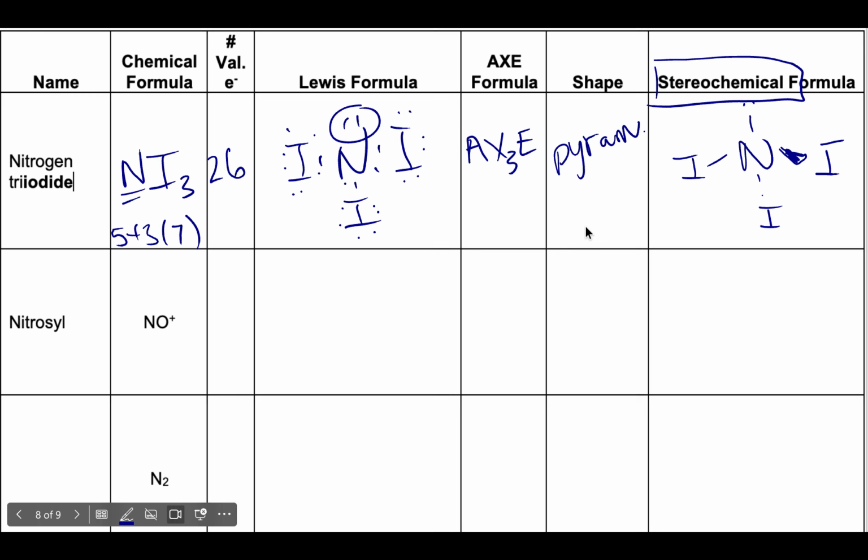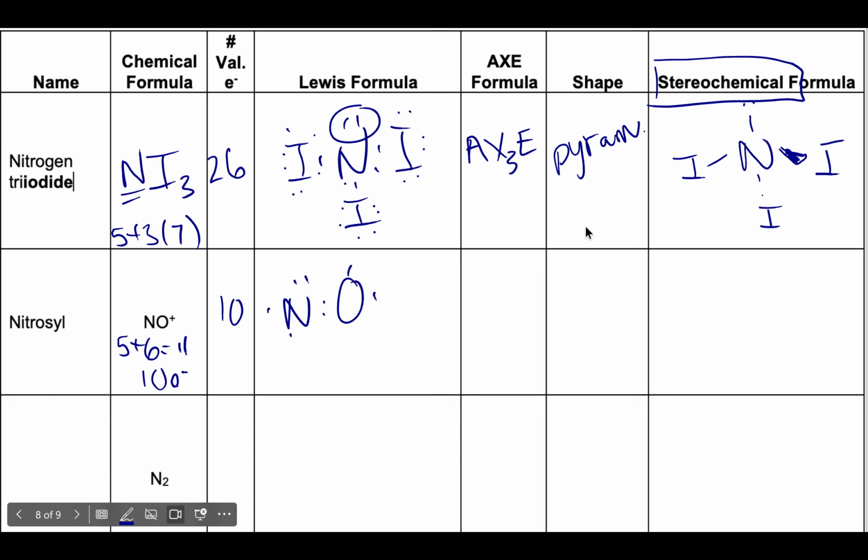Our next one, NO positive. NO positive brings in 5 from nitrogen. Oxygen comes with 6, so that's a total of 11. To have a charge that's positive, you lost 1 electron. So we actually have 10 electrons we're going to place. So nitrogen still comes with 5. Oxygen comes with 6, but because we've lost 1, we only have 5 more electrons to place.